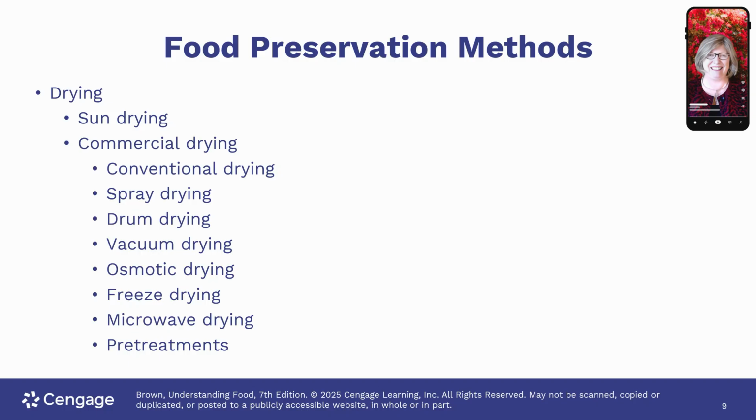So drying works because it reduces the moisture, and remember from your food safety, FAT TOM, the ingredients you need for microorganism growth. One, the M was moisture. So if you dry the food, it has a longer shelf life. Think about jerky. That's dried meat, and it's not refrigerated, and it stays safe. So you have sun drying, then you have commercial drying, which would be conventional drying, spray drying, drum drying, vacuum drying, osmotic drying, freeze drying, microwave drying, and there are pre-treatments for these.